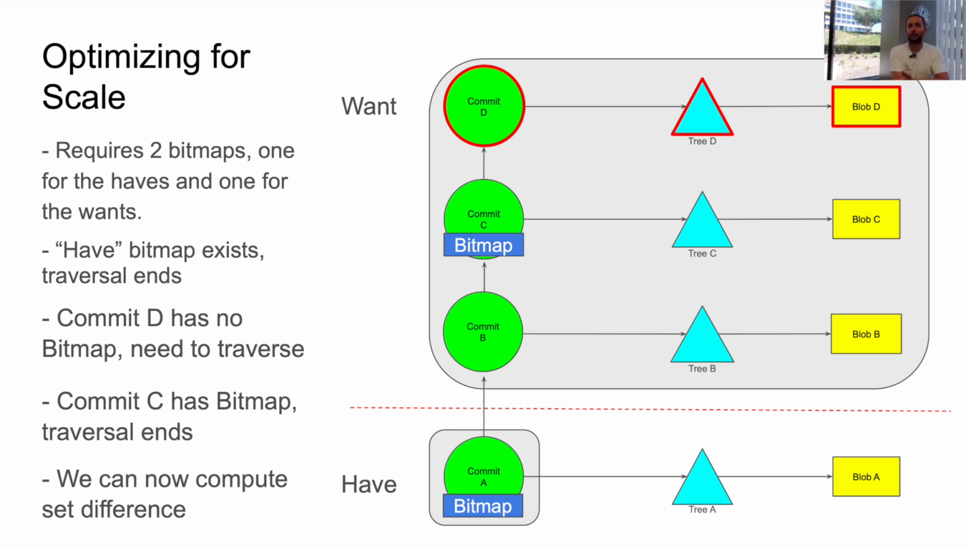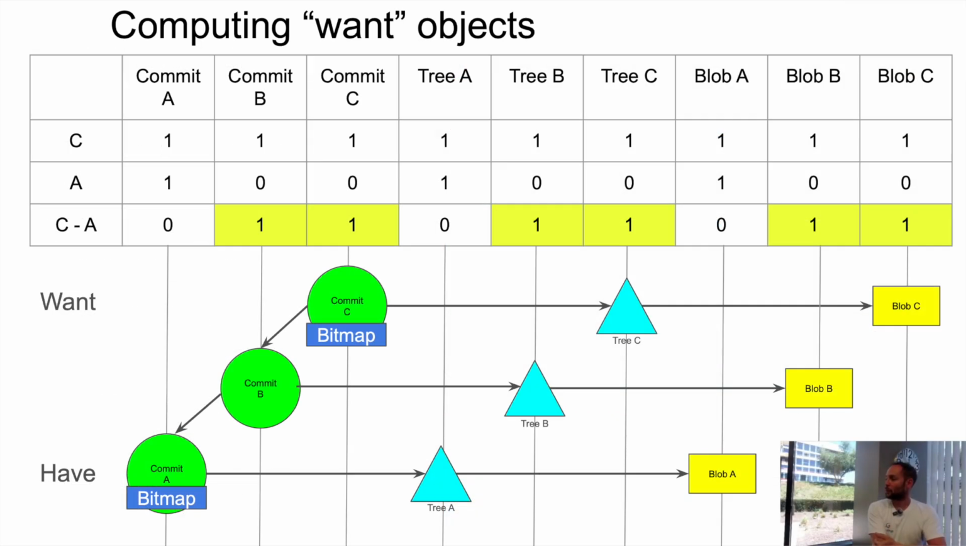We still need to traverse the objects that are not in the bitmap, but you don't need to traverse everything else, okay? So now we can compute the set difference between A and C, as I was showing earlier, maybe a little bit clearer, hopefully. This is able to tell us really quickly that I need to find commit B, C, the trees and the blobs, and send them over, okay? So this is the counting phase.